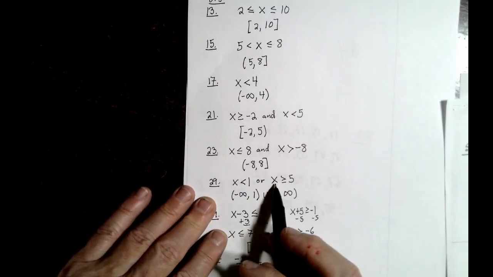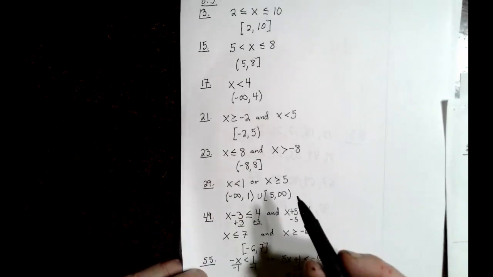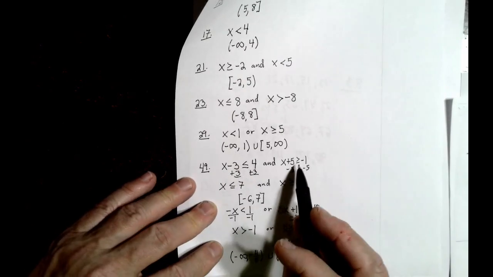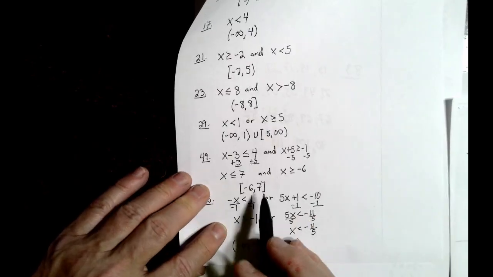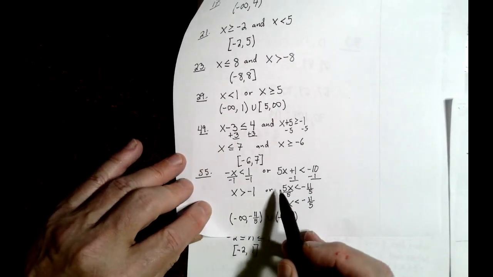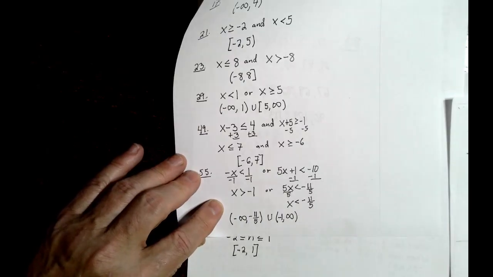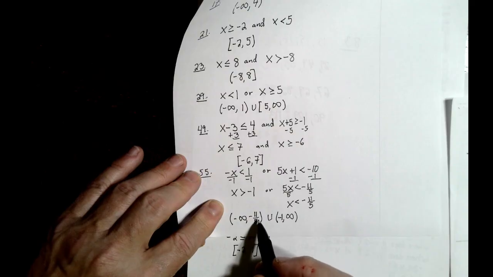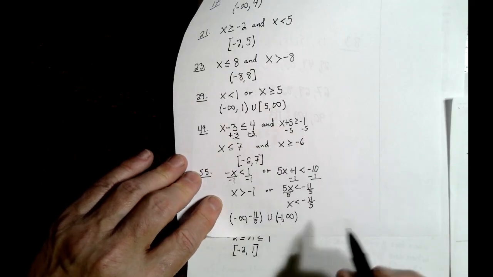Less than 1 or greater than or equal to 5, so you're including both answers because OR takes the answers from both. Okay, and you solve this, you solve that, and you're looking at what they have in common, and you get this answer here. Or you solve this one, solve that one, and you come up with both answers. So less than negative 11/5, which is negative 2.2 to minus infinity, and greater than minus 1 to positive infinity.